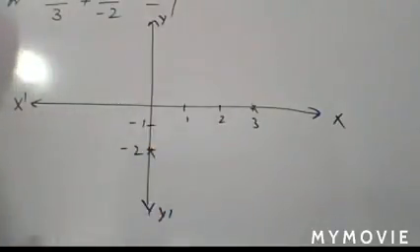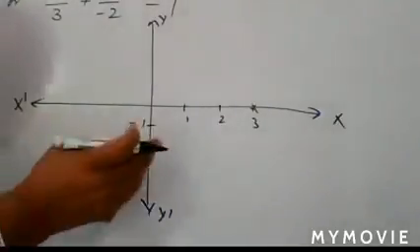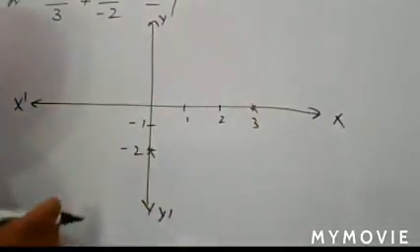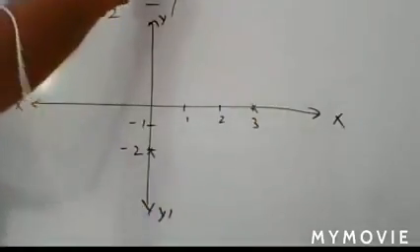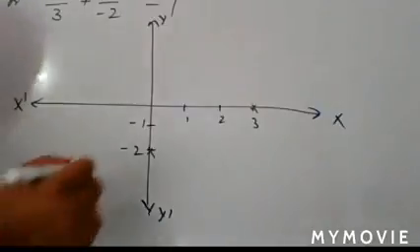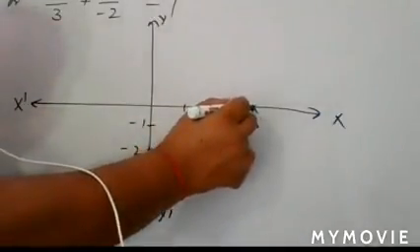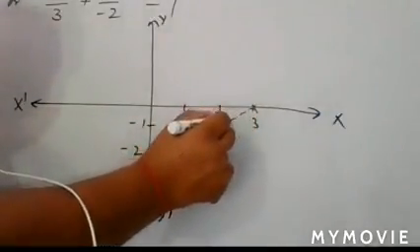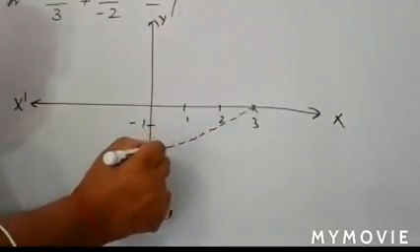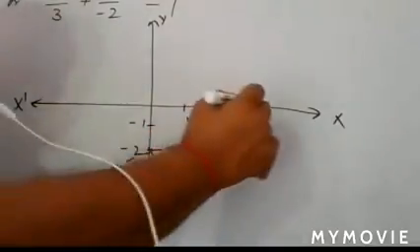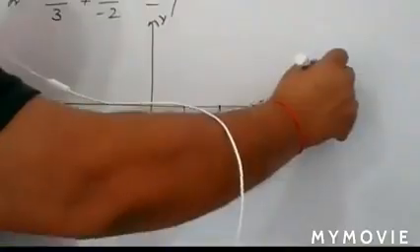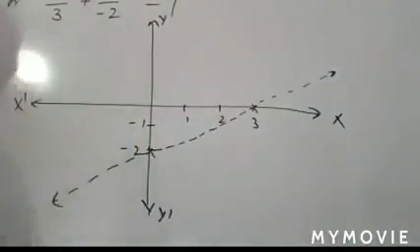Understand? So with the help of a scale, you draw a dotted line, not a complete line, because the greater than sign is given. So you join them and extend it. That gives the graph of the equation of the line in this way. Here you draw a dotted line.